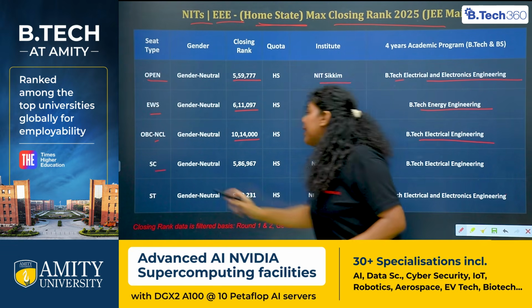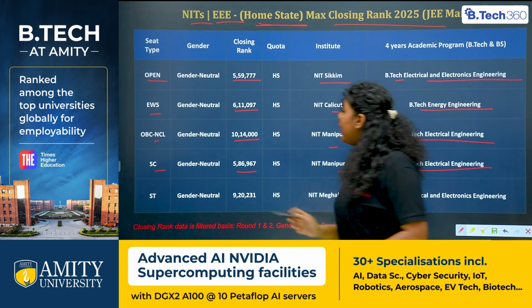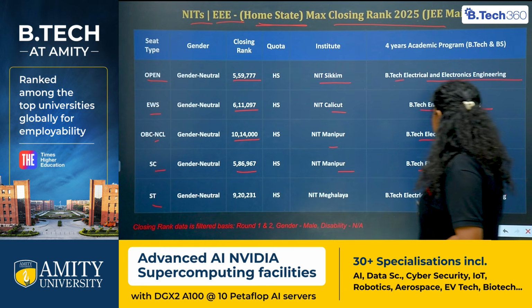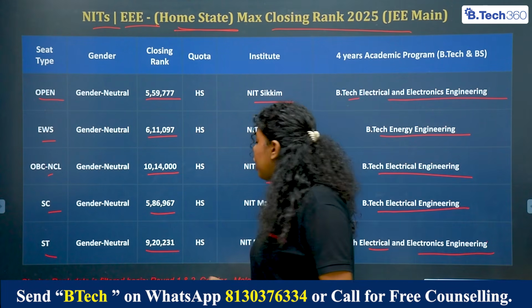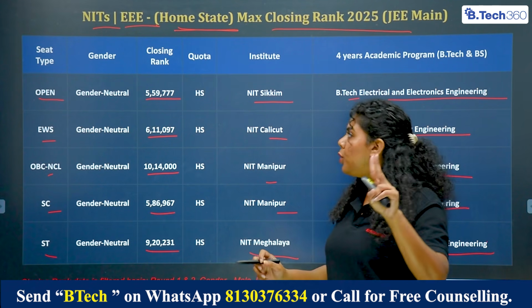Then for ST category, it was Btech Electrical Engineering in NIT Manipur at 5,86,000. And for the last category, for ST category, the branch was Electrical and Electronics Engineering at NIT Meghalaya at 9,20,231.